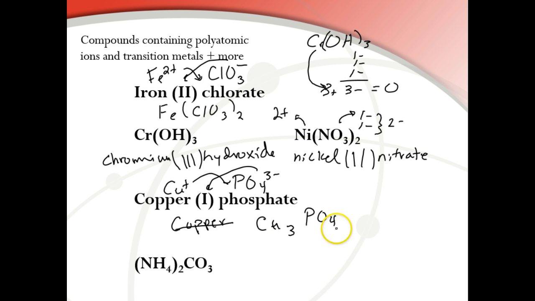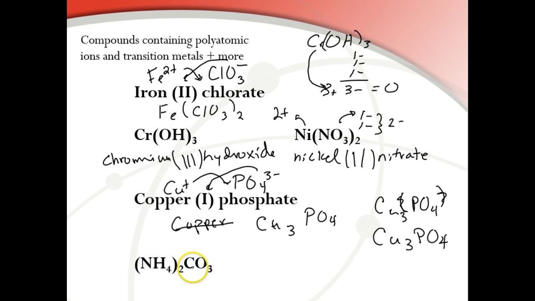We don't need parentheses this time because we've got 1 phosphate there. So only use parentheses whenever you have more than 1. That's important because I see people write something like this, and that's wrong. You don't need these parentheses here. Just write it without: Cu3PO4. Okay.